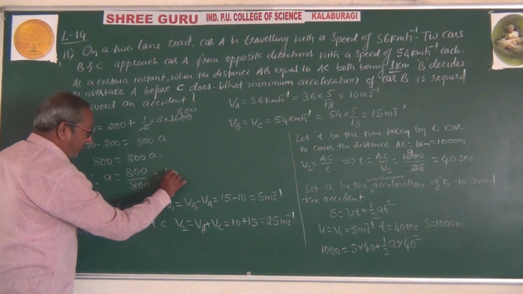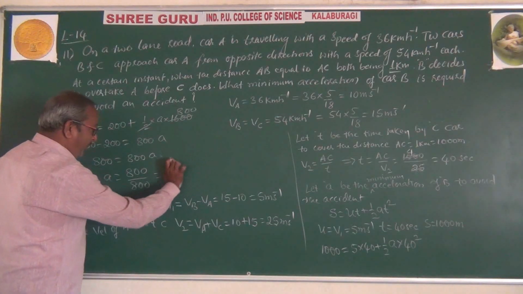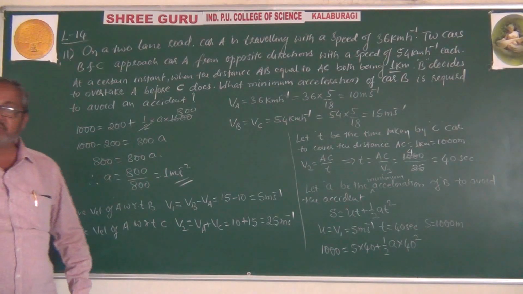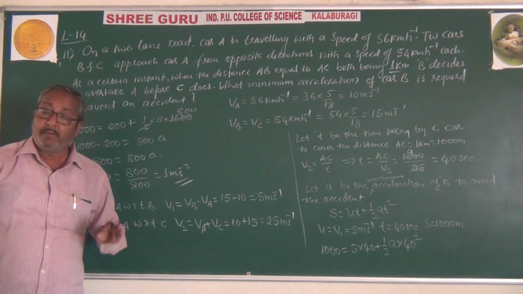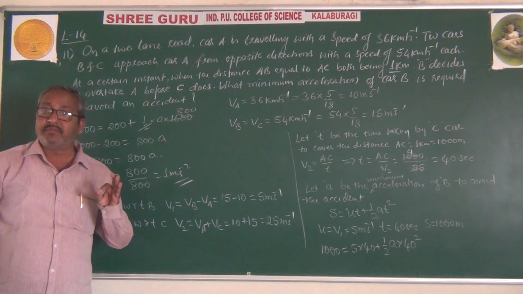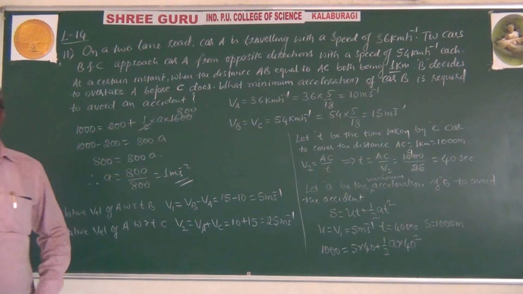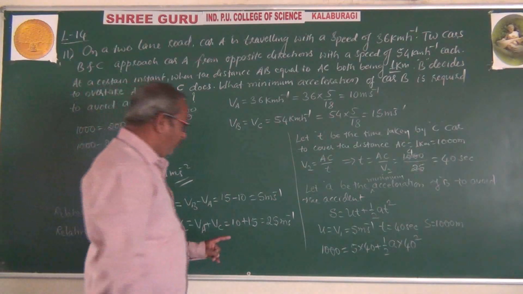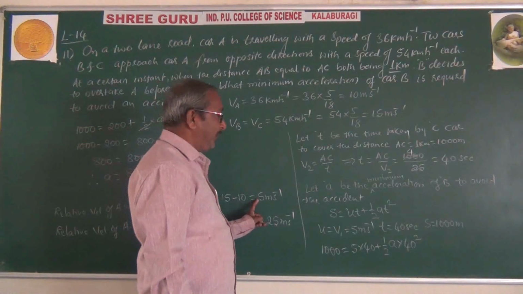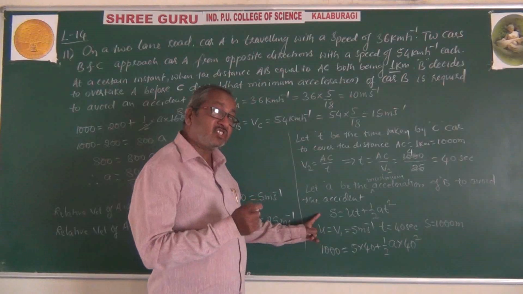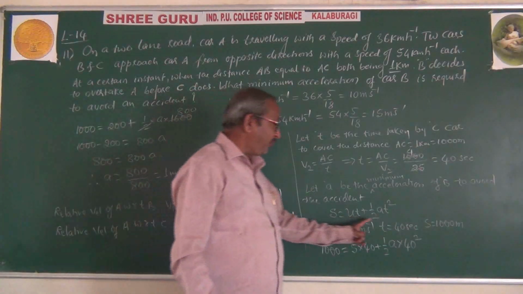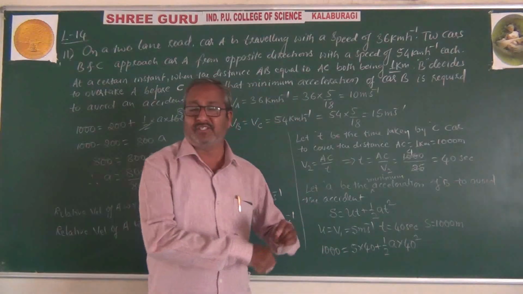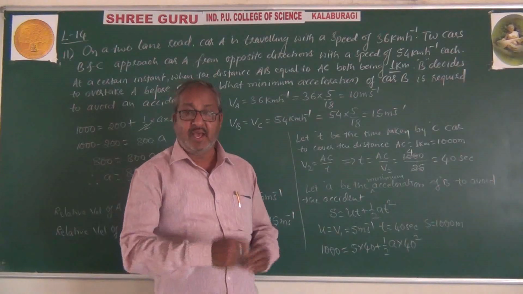This is equal to 1 meter per second square. This is the minimum acceleration with which car B has to move, and it will overtake car A without the accident. Is it clear? We only have to take before 40 seconds that car B has to cross A. Just before 40 seconds means we take 40 seconds itself. At 40 seconds, or just after 39.9 seconds, it is again closer.